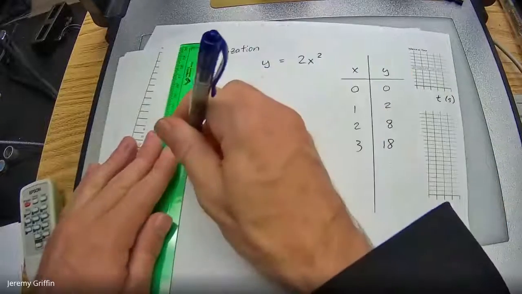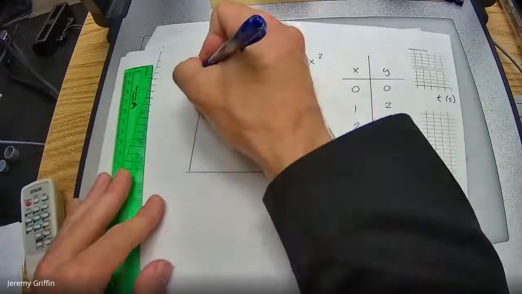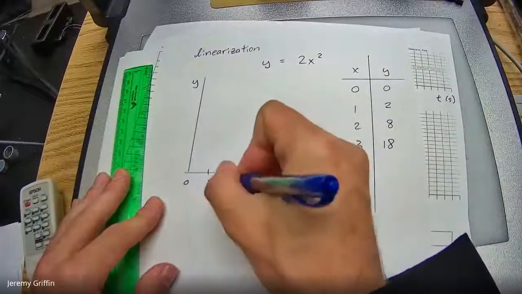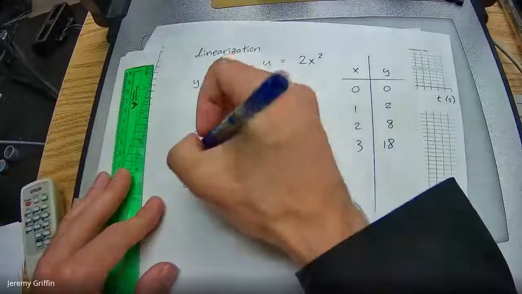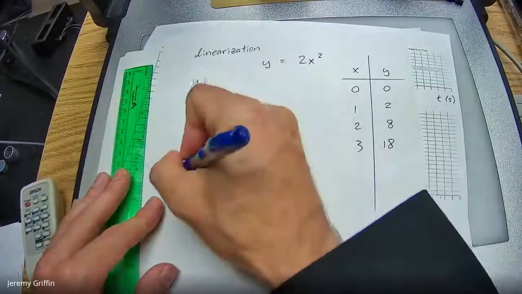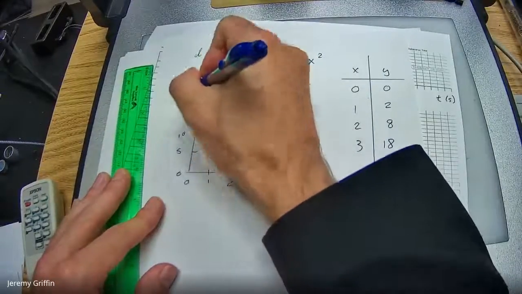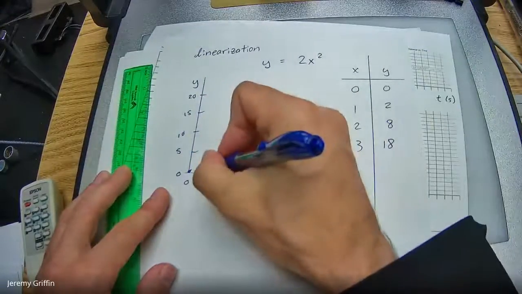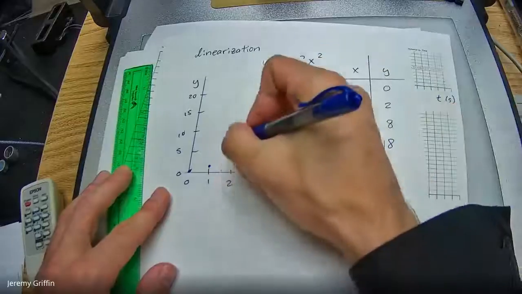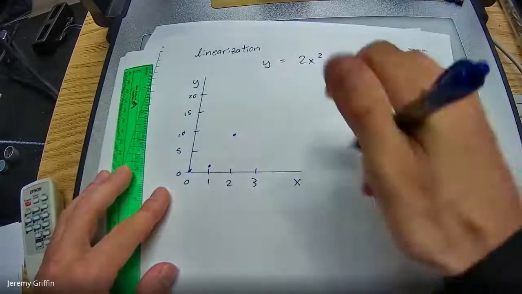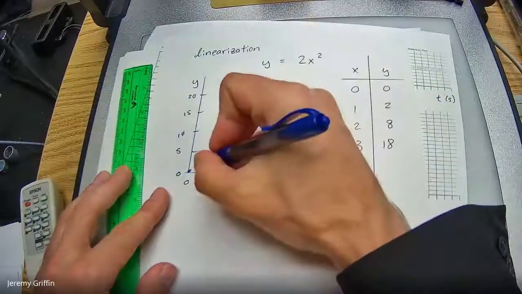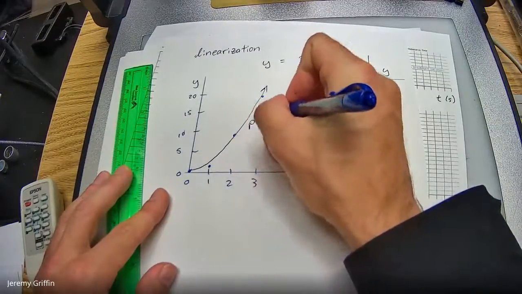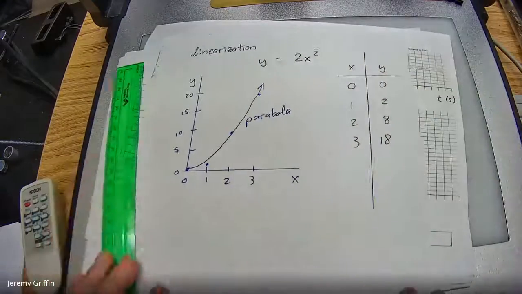So go x-axis, y-axis, 0, 1, 2, 3 on the x. Y goes up to 18, so 5, 10, 15, 20. Okay. Got a point 0, 0. Got a point at 1, 2. It's right about there. 2, 8. It's right about there. 3, 18. Right about there. Oh, that looks like a parabola. Okay, so that's all fine and good.